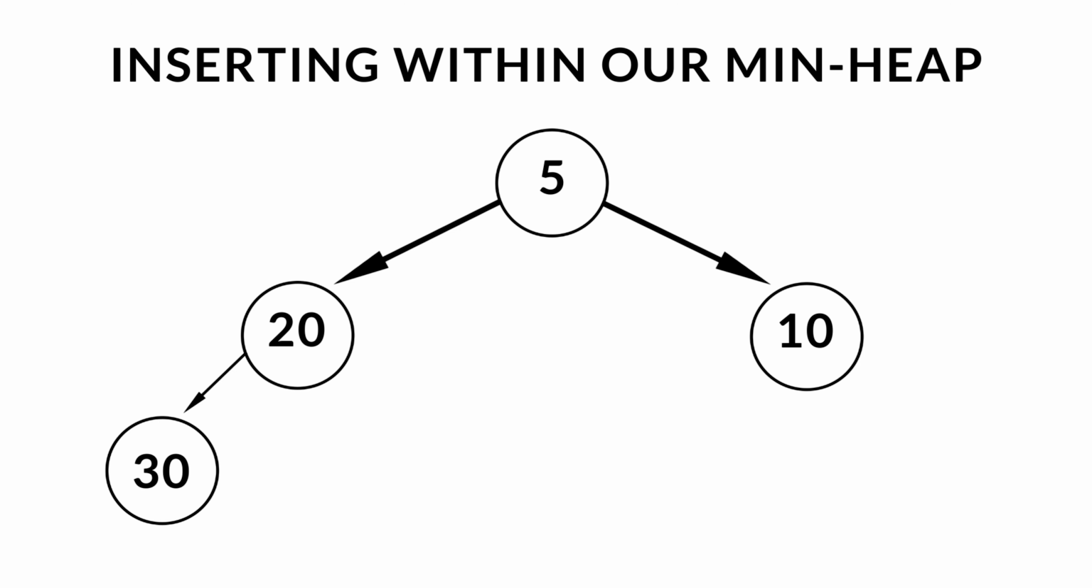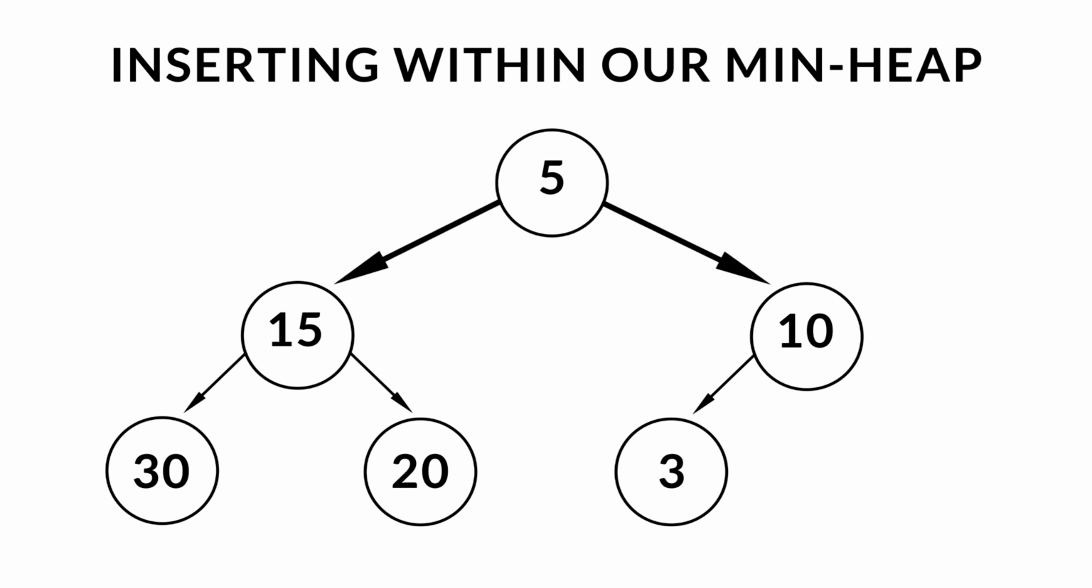Inserting 15 now, we insert at the leftmost position, so it becomes the right child of 20. Is 15 less than 20? Yes it is, so in order to maintain the heap property, we swap. We then keep going up the tree to make sure the heap property is maintained. So we check to see if 15 is less than 5. It's not, so there's nothing left to do. Inserting 3 into the heap, we insert at the leftmost position, so it becomes the left child of 10. Now it's time to heapify our tree. Is 3 less than 10? Yes it is, so we swap. Is 3 less than 5? It is, so once again, we swap.